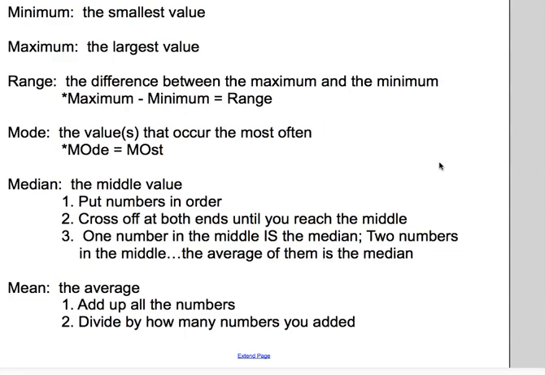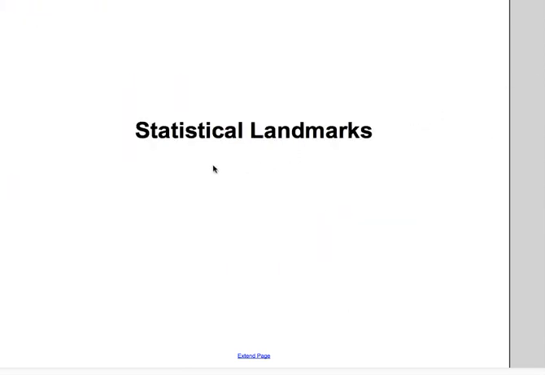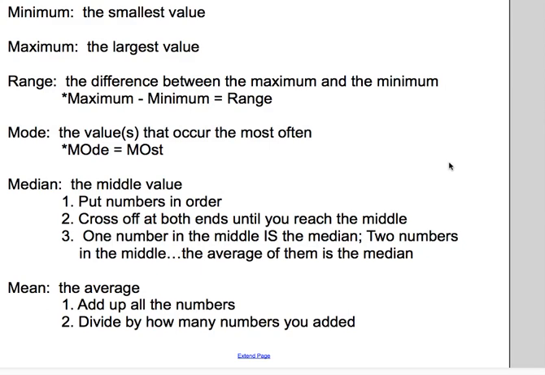In your notebook, I would like you to go to the next clean page, write down the title, Statistical Landmarks, at the top, and we're going to put these in there. Hopefully, you already know what these landmarks are. In 5th grade, we expect you to be 100% secure at using these landmarks. So there's nothing new about these. They're ones that you have used in the past. But I also know that 5th graders often have a difficult time remembering what the different landmark names stand for.